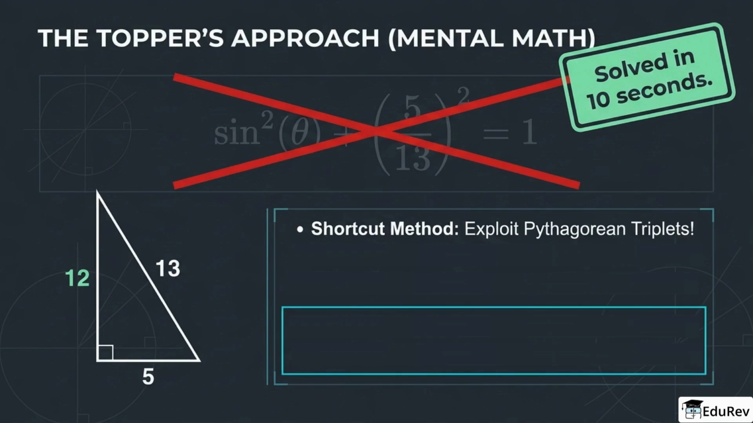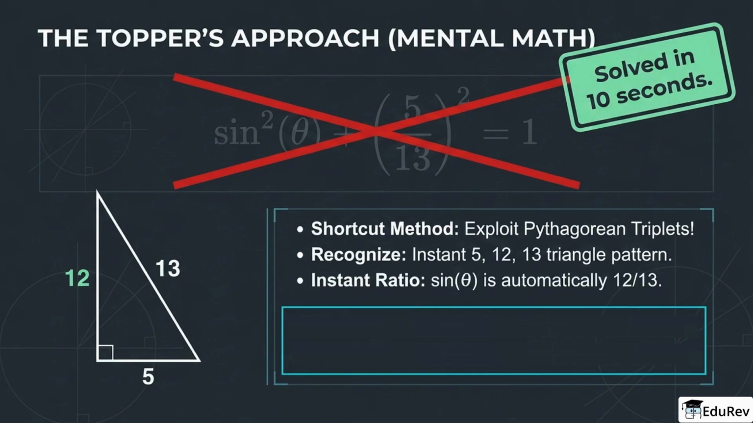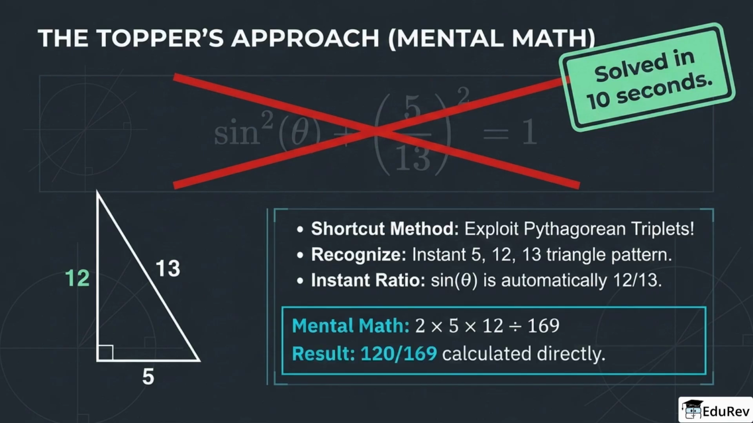The topper's approach is all about immediate recognition. If cosine theta equals 5/13, the triangle must be the familiar 5-12-13 triplet. So sine theta is instantly 12/13. Once that clicks, the double angle result follows almost automatically. This is exactly the kind of mental shortcut that saves time in CAT-style problems. The important habit is to train your eye to recognize triplets before you start calculating.